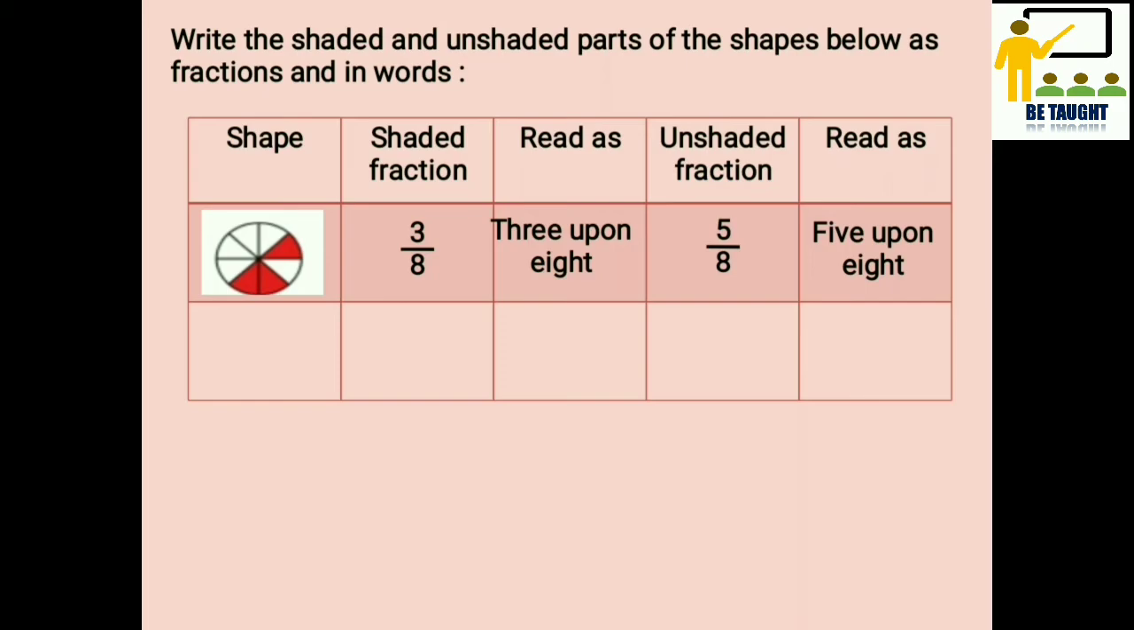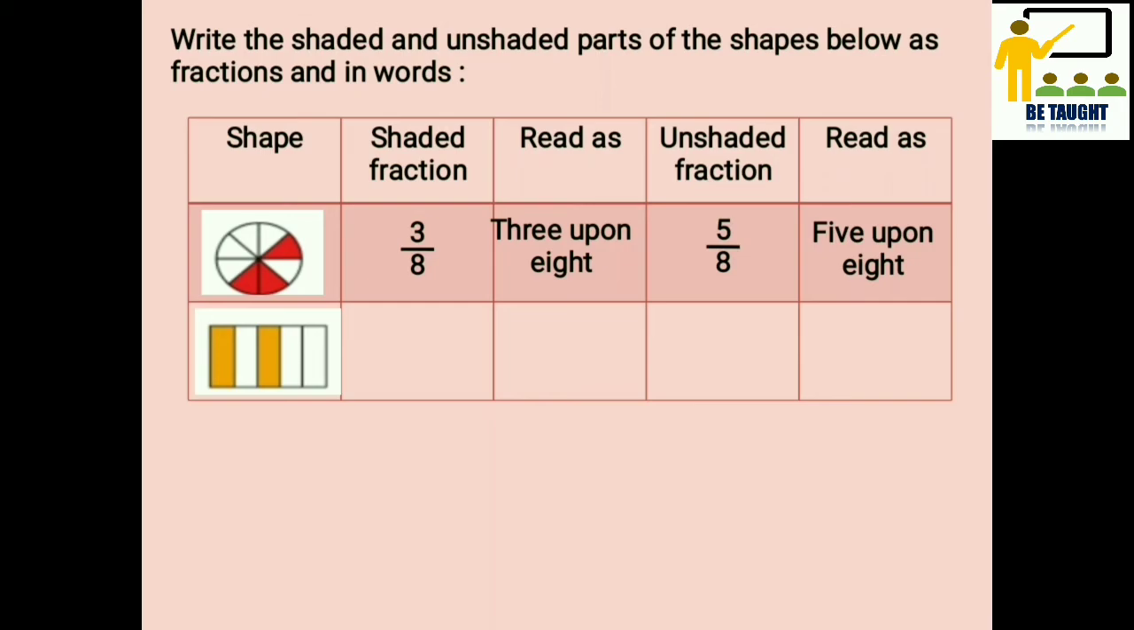5 upon 8. So children, remember, in the first shape given above, the shaded part is 3 upon 8 and the unshaded part is 5 upon 8. Both together form 8 upon 8, or the whole shape when we count. The same thing can also be seen in the other shape. So let us take one more example.